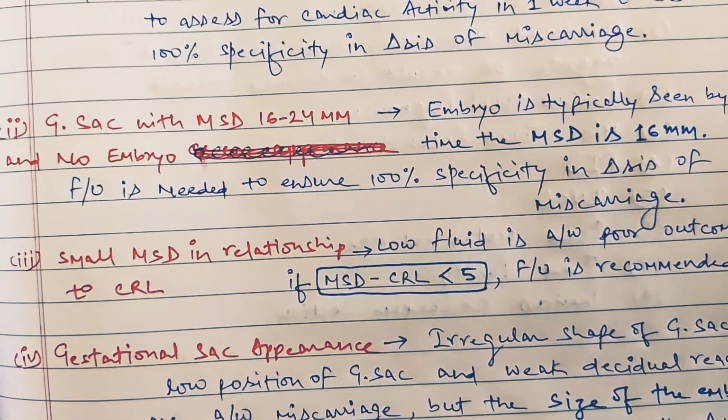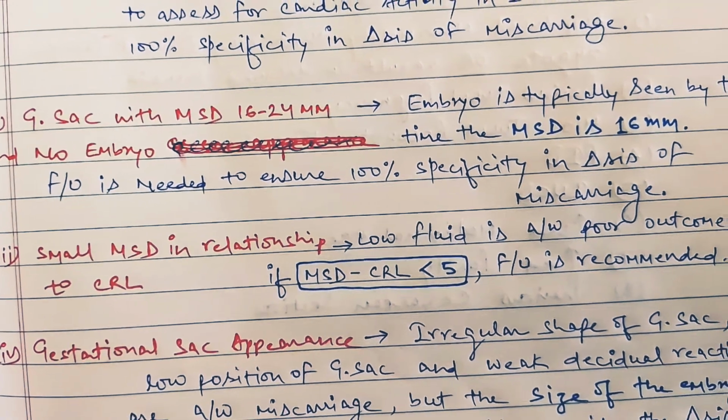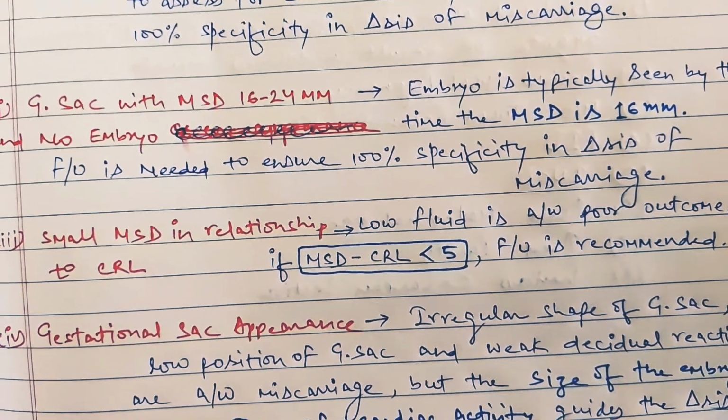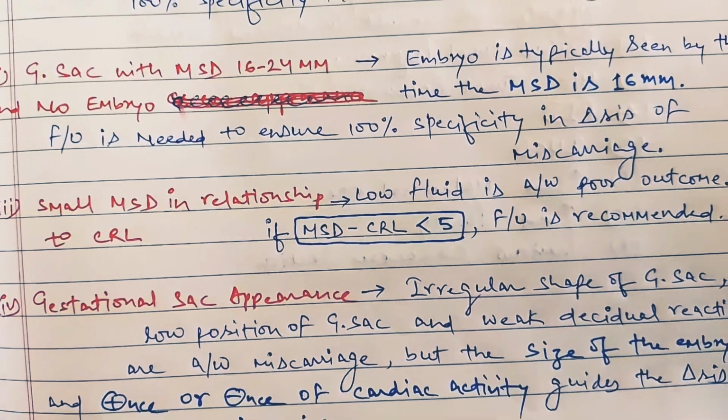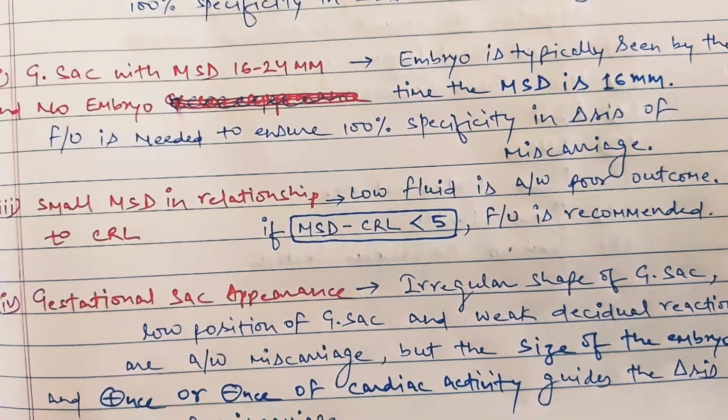Third, small mean sac diameter in relationship to CRL. Low fluid is associated with poor outcome. If MSD minus CRL is less than 5 mm, follow-up is recommended.